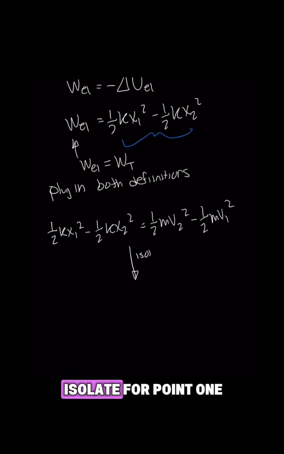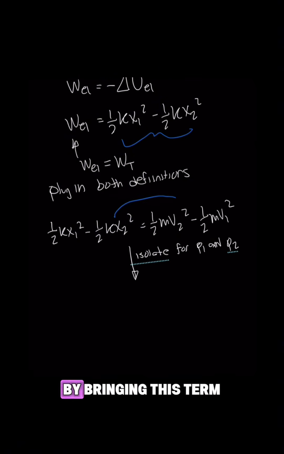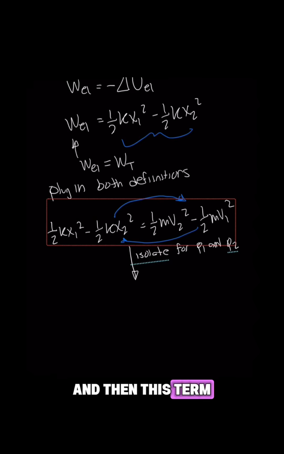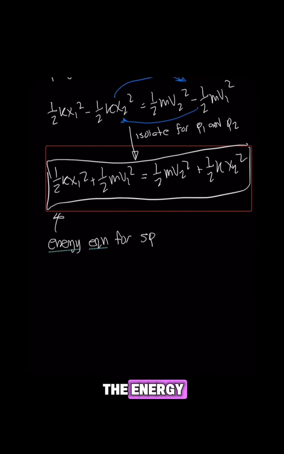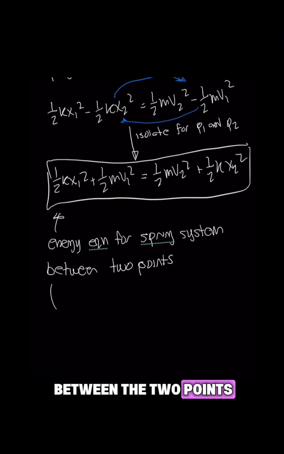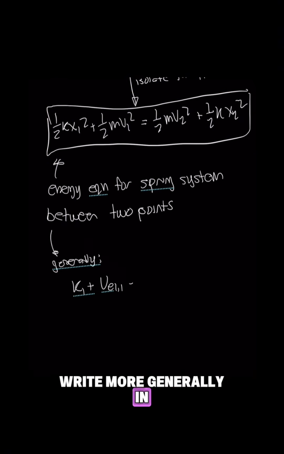And then we can isolate for point 1 and point 2 by bringing this term to the right-hand side and then this term to the left-hand side. And if we do that, we get this expression here. So this equation represents the energy for the spring system between the 2 points, which we can also write more generally in this form here.